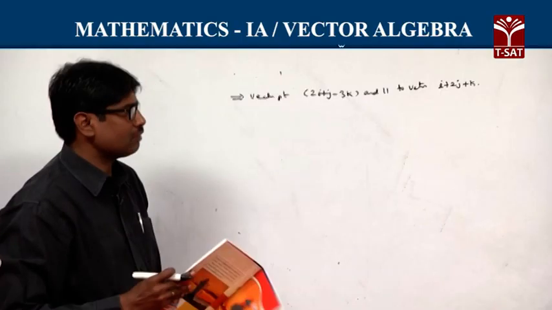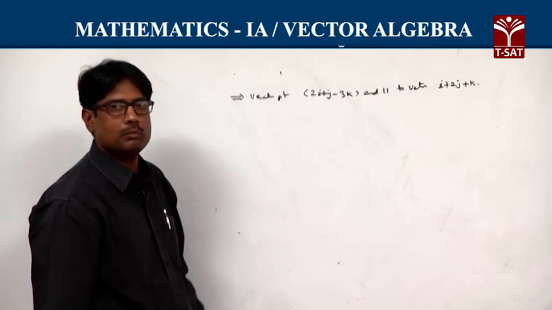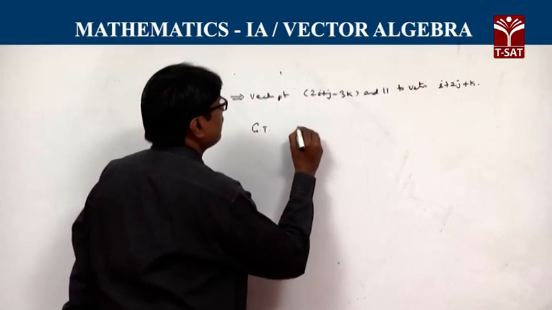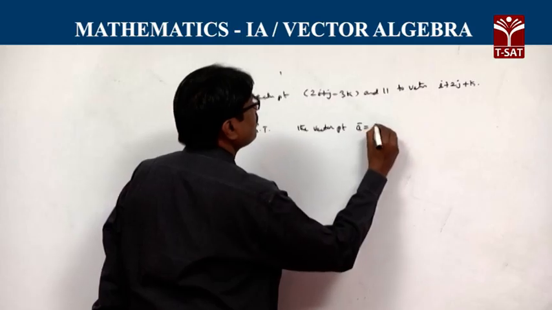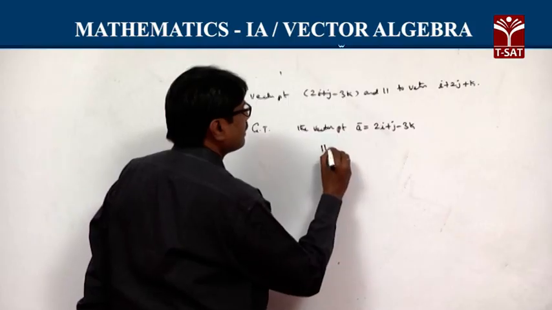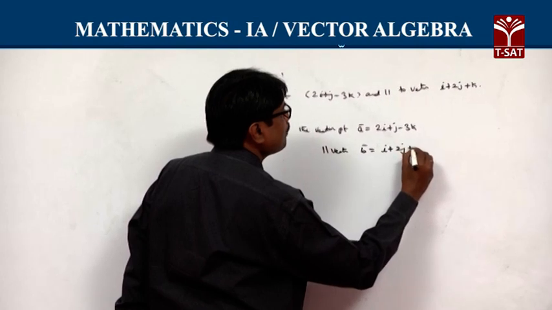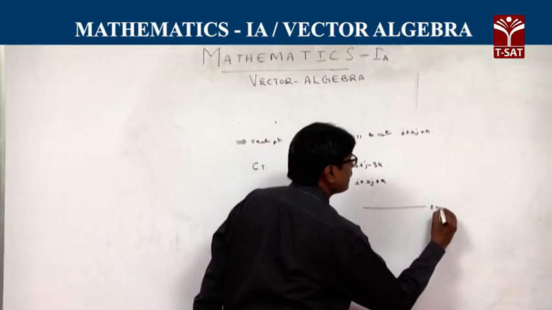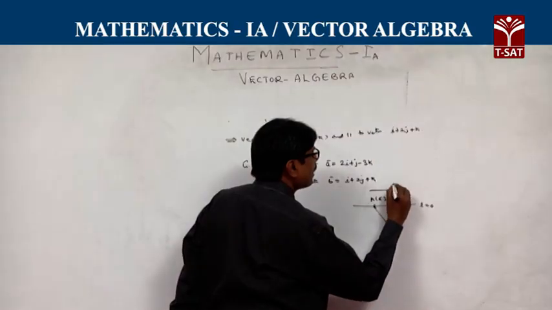Find the vector equation of the line passing through a vector a bar and parallel to b bar. Given that the vector point a bar is equal to 2i bar plus j bar minus 3k bar, and the parallel vector b bar is equal to i bar plus 2j bar plus k bar. We are finding the line equation, L is equal to 0 be the line, it is passing through a bar and parallel to b bar.